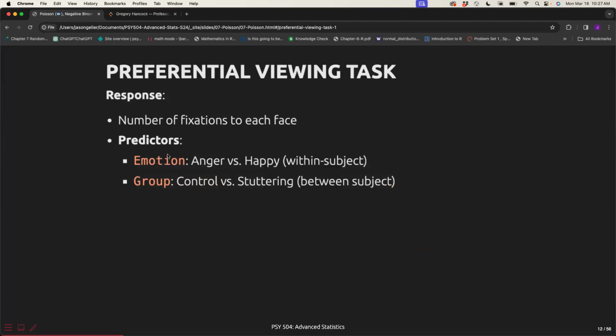So our DV in this particular study was number of fixations to each face. And then we were interested in 2 predictors. We were interested in emotion. For this particular case, we're interested in angry versus happy faces. So this was manipulated within subjects, so individuals saw all these faces with emotions on them. And then we had individuals that were in the control group or the stuttering group, and this is a between subjects variable.